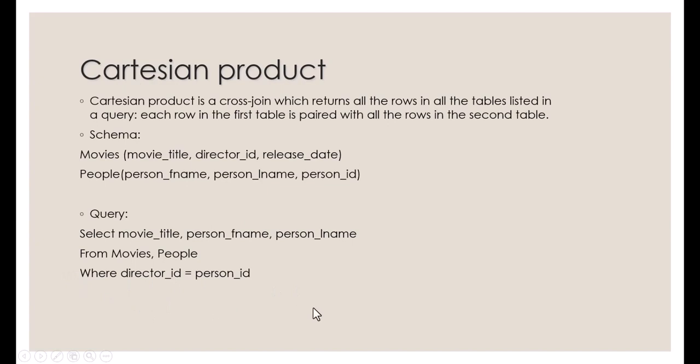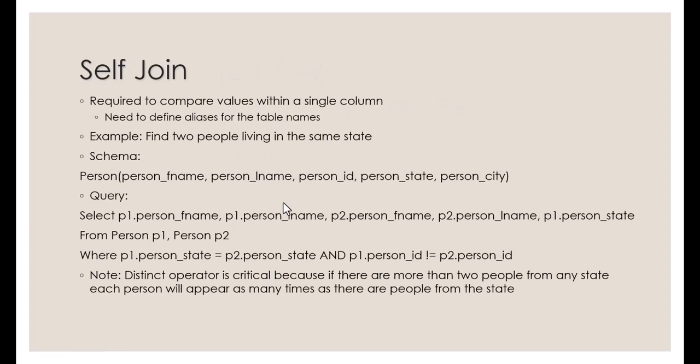If we didn't have this where clause, then it would be returning every single row and every combination with every single row from people. But here we are indicating that where the director ID is equal to person ID, this is going to be returning the movie title as well as the director's first name and the director's last name. You can also do a self-join.